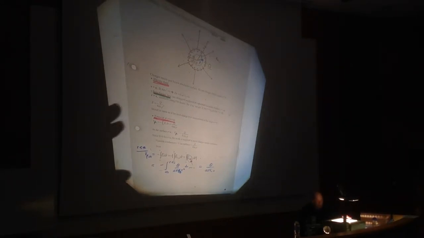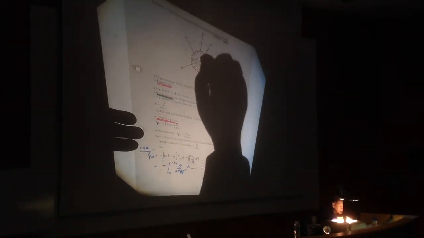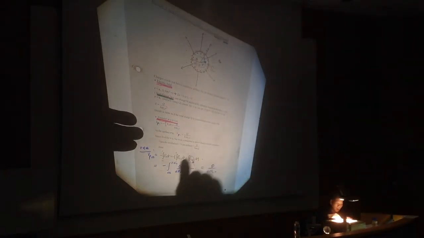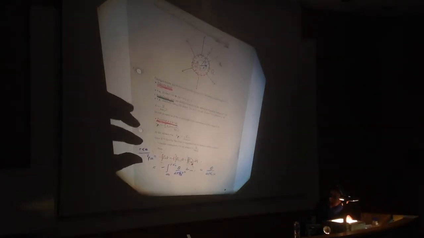Now, another beautiful result again. You can see that inside a conductor or a hollow conductor, the electric field is 0. We found already, right? R less than A is 0. The potential difference is not 0.